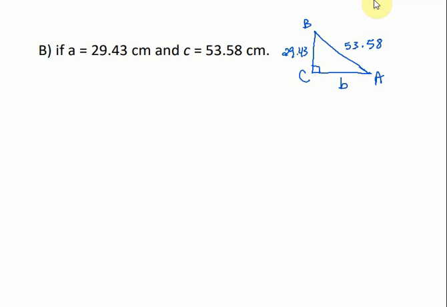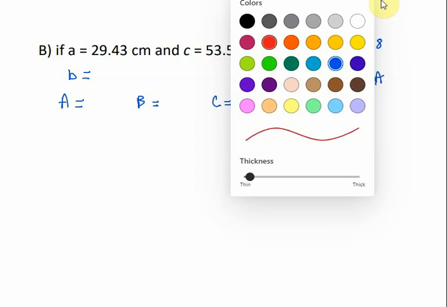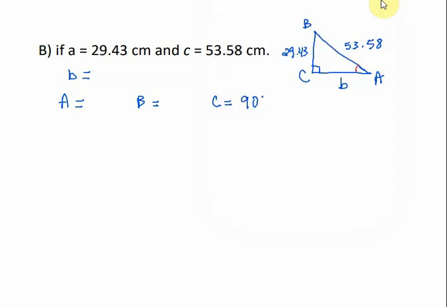All right, so we're looking for side B and then our angles A, B, and C. So C we know is 90 degrees. And now we just need to find these three missing parts. Okay, so if I were standing right here on angle A, the two parts that I have would be my opposite and my hypotenuse.